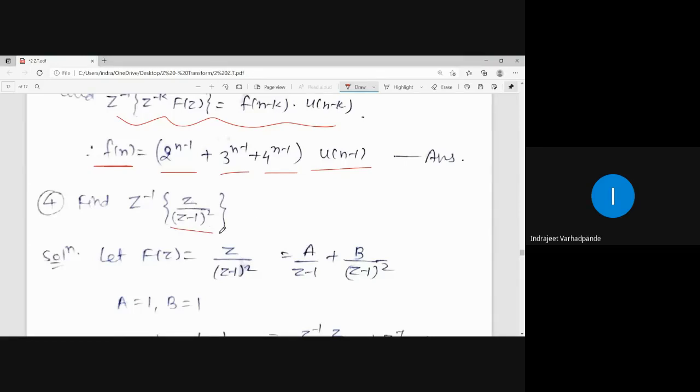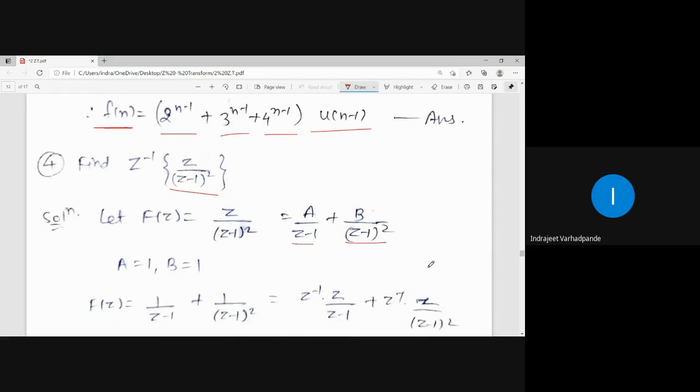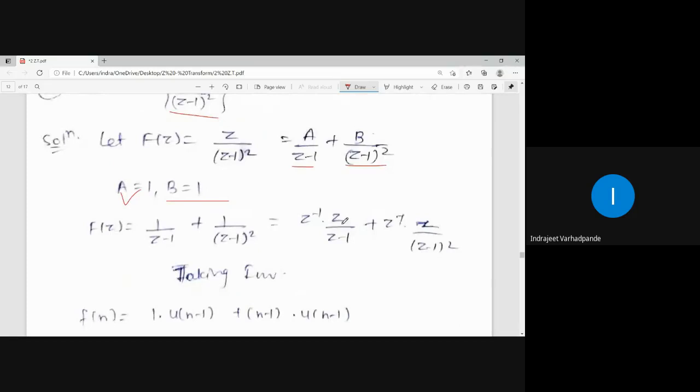z upon z minus 1 whole square. What will be the rule? a upon z minus 1 plus b upon z minus 1 whole square. This is how the repeated factors are written. Okay? Take the LCM, calculate the values. A is equal to 1, b is equal to 1. Put them.